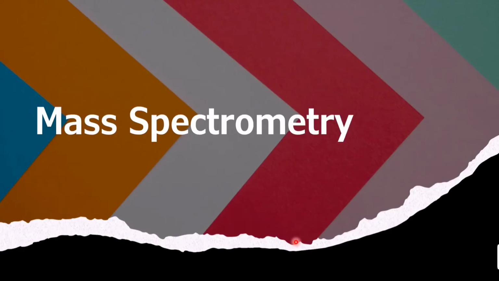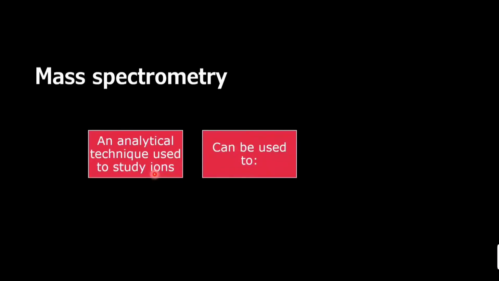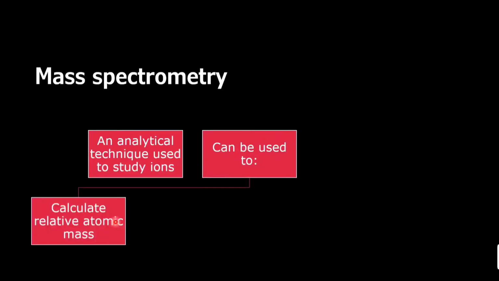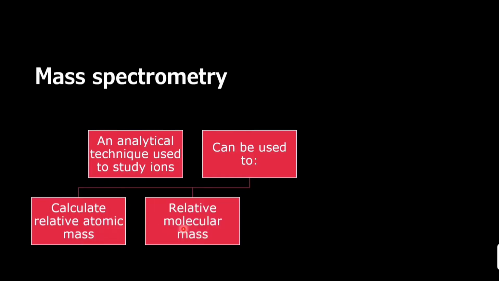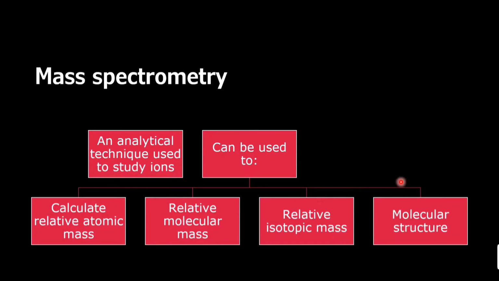So today's video is on mass spectrometry. So what is mass spectrometry? Well, it is an analytical technique used to study ions. And so mass spectrometry can be used to calculate relative atomic mass, relative molecular mass, relative isotopic mass, and molecular structure. So mass spectrometry is a technique used to study ions.